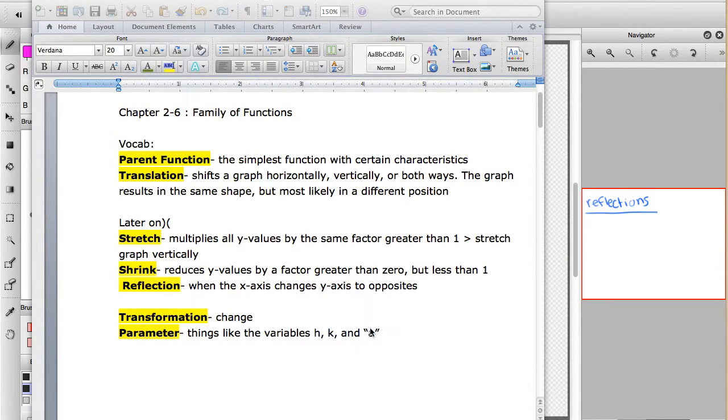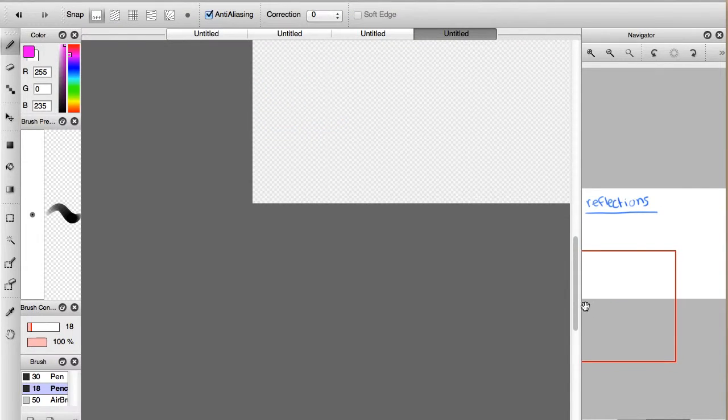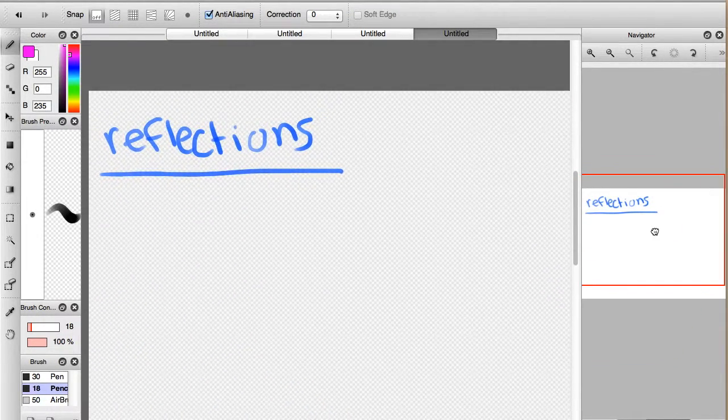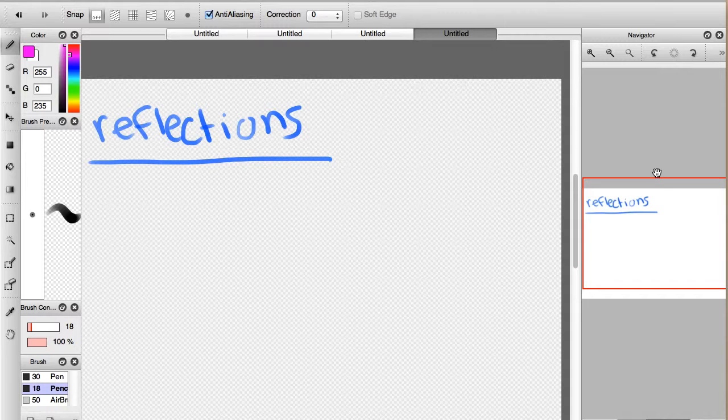So h, k, and a. That's literally what our vocab is, and mainly what this lesson is about.